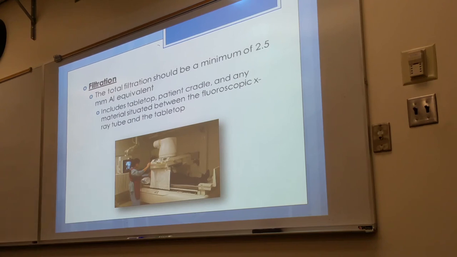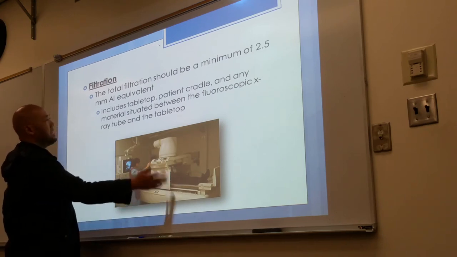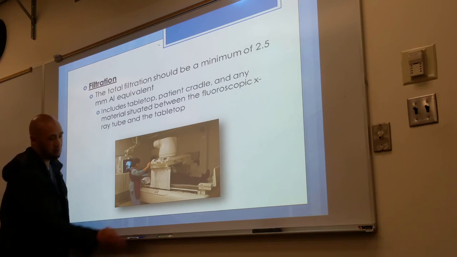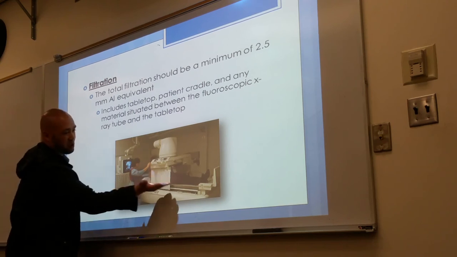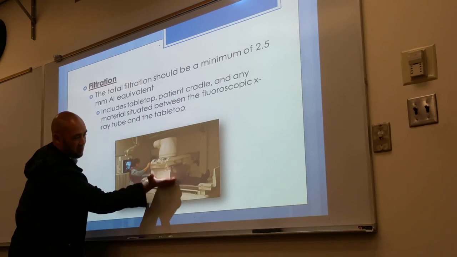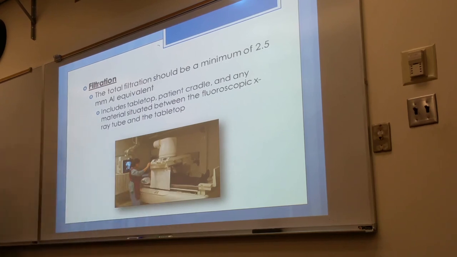Filtration. The total filtration should be a minimum of 2.5 millimeters of aluminum equivalency. That's total. This includes the tabletop, the cradle, any material situated between the fluoroscopic X-ray tube, down here, and the top of the table. So filtration is right here, this area right here. 2.5 millimeters of aluminum equivalency. What was the thickness?